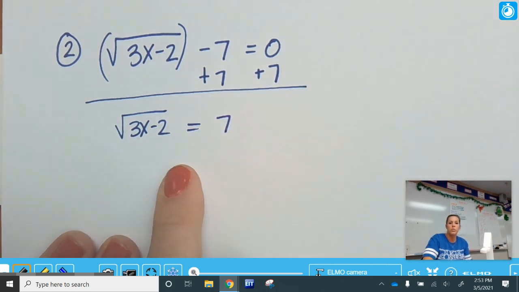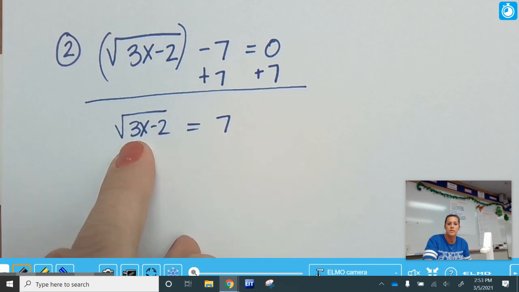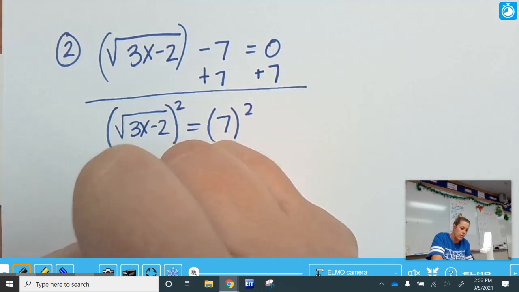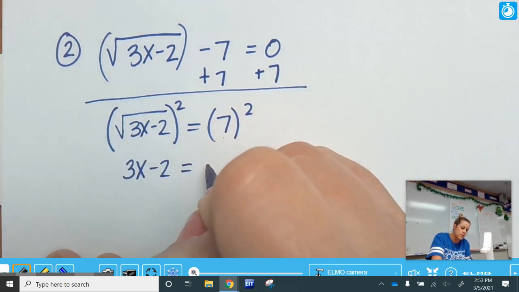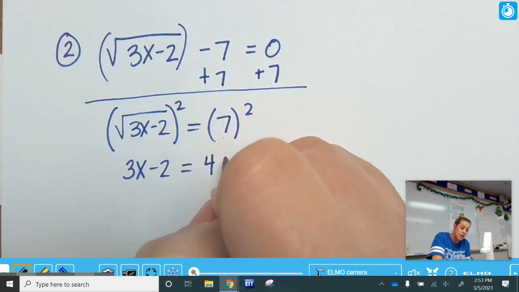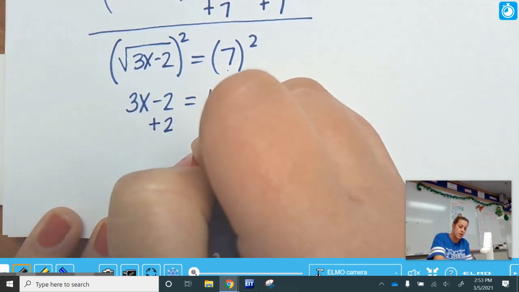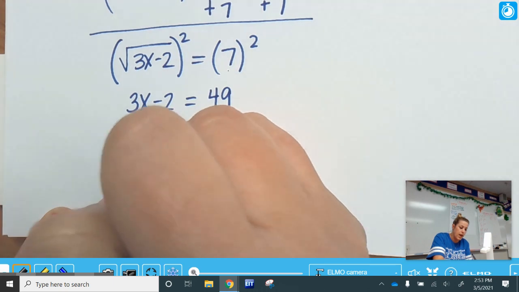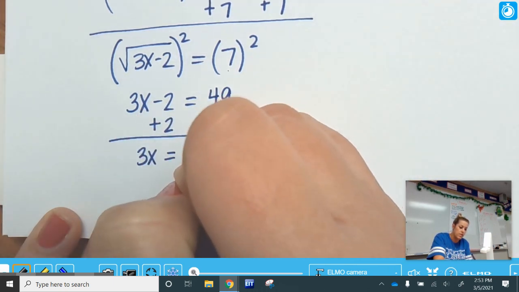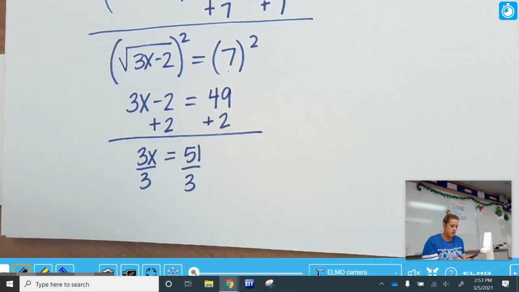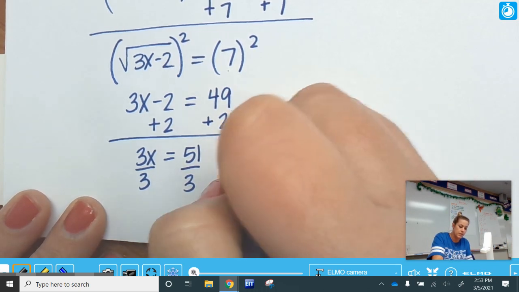And now, in order to get rid of the rad, we're going to square both sides. Whatever we do to one side, we have to do to the other. Now we've got 3x minus 2 equals 7 squared, which is 49. And there we go. The second to last thing we're going to do is add the 2 to get 51. The last thing we're going to do is divide by 3. So 51 divided by 3 is 17. So x equals 17.